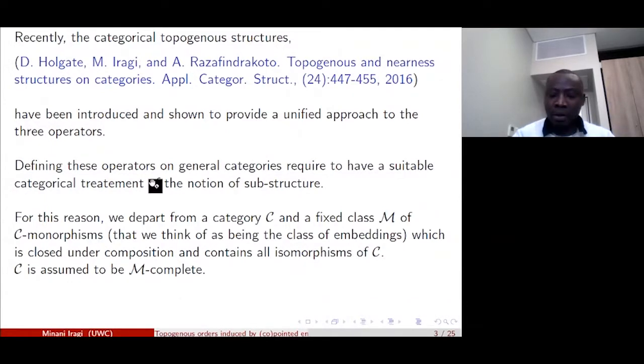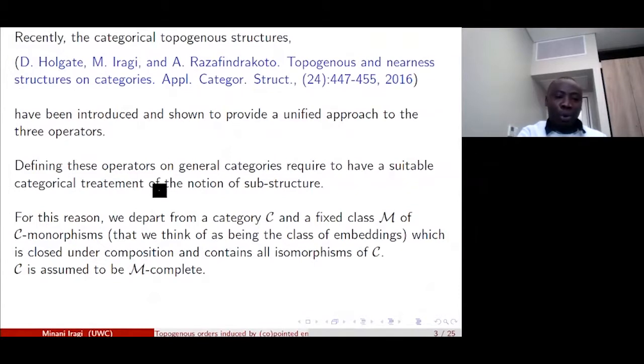Yeah, thank you. Okay. So I was saying it's in trying to find a nice relationship between the three operators on abstract categories that the notion of topogenous orders has been introduced. And indeed, it has been shown that it provides a unified approach to the three operators. But for us to be able to really define these operators on abstract categories, we need a categorical notion that allows us to consider subspaces, structures in abstract categories.